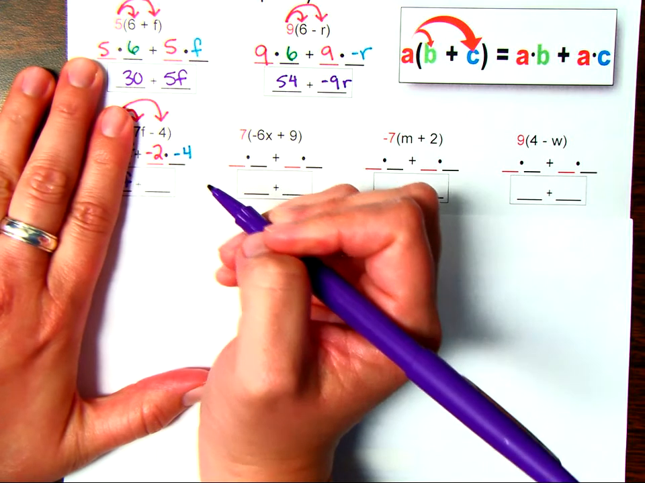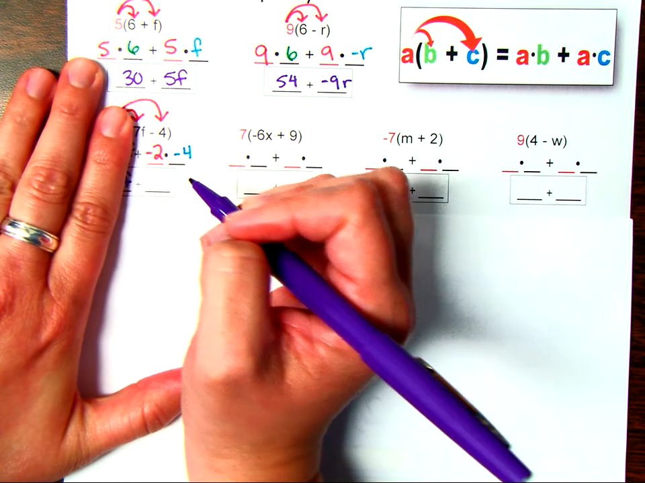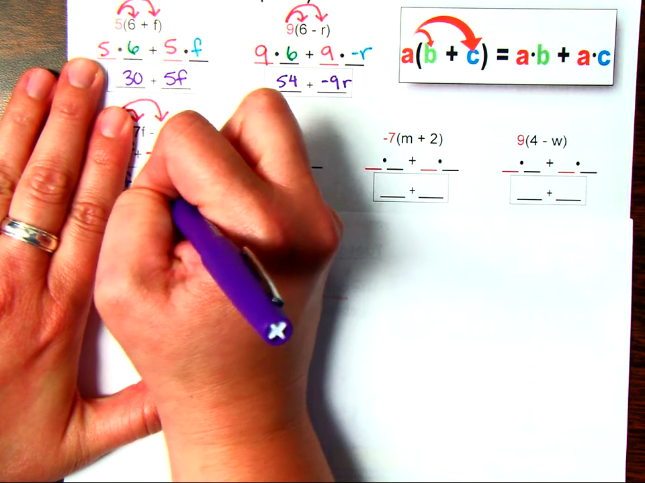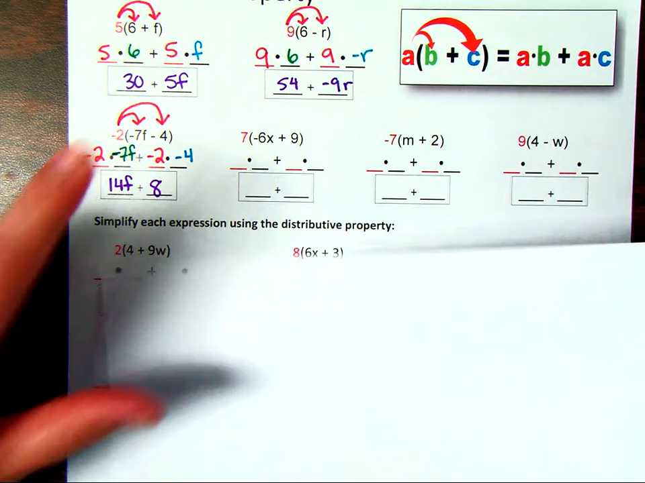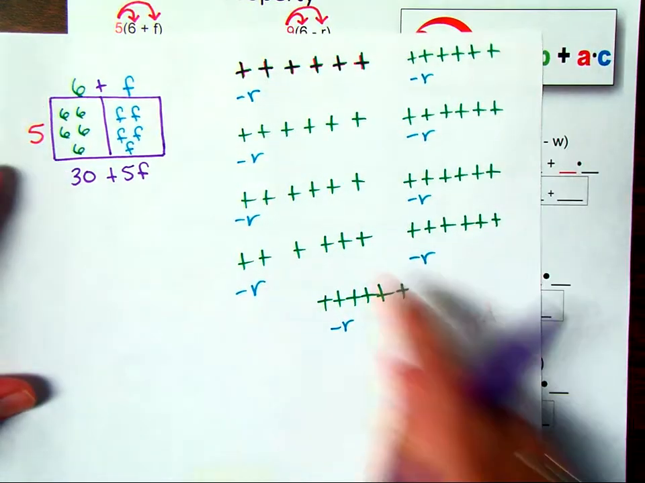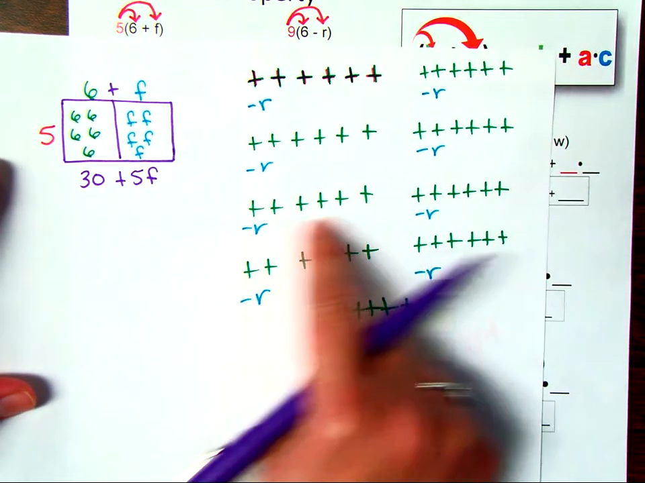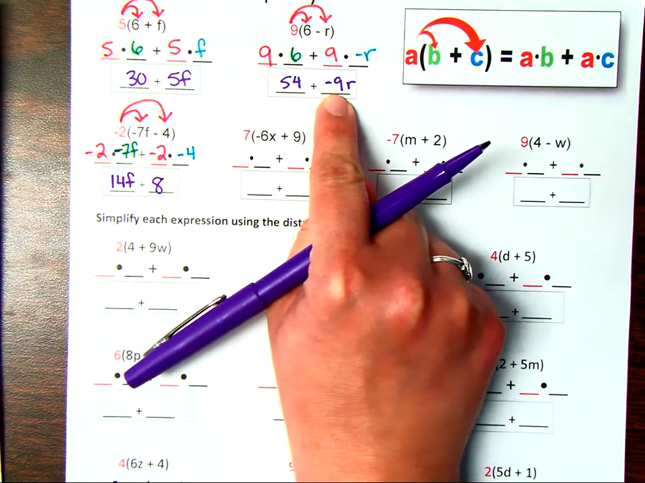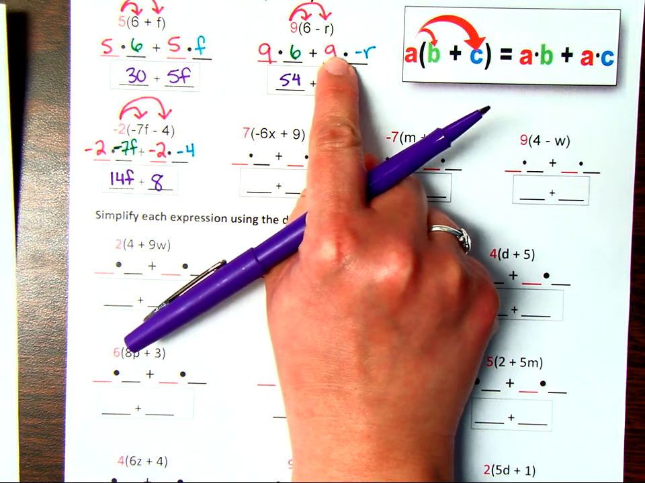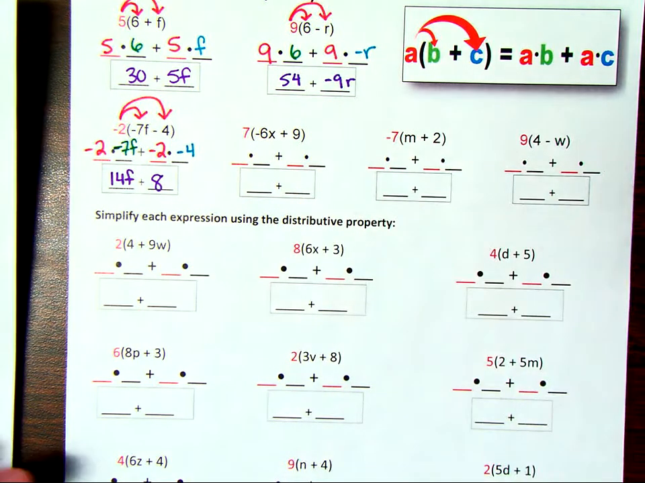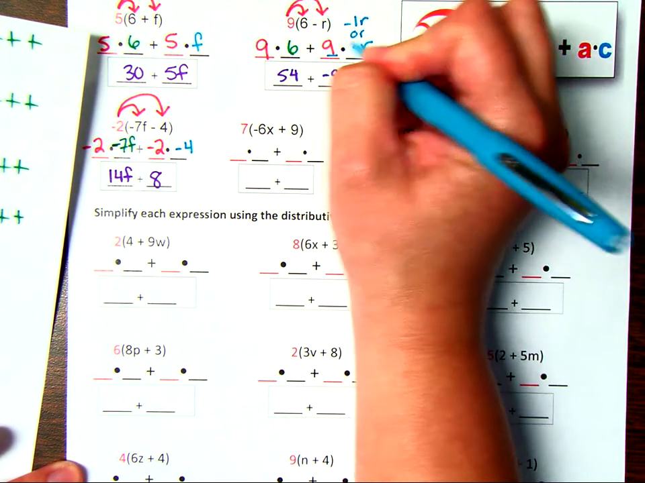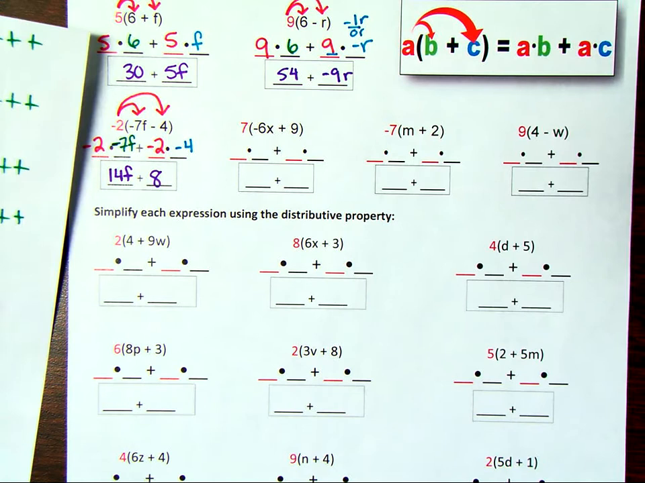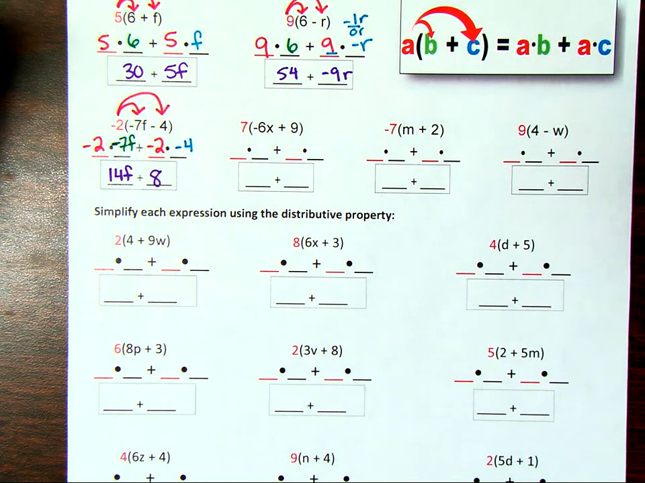Then right here, negative times a negative is a positive, and 2 times 4 is 8. Okay? So again, the reason why this part works, think about how we did over here. We had 1, 2, 3, 4, 5, 6, 7, 8, 9 negative r's. You could visually see that. So you just take your number and multiply it. Negative r is the same thing as saying negative 1r. So you just multiply those two numbers and then just bring that variable down. So you'll start getting the hang of it.